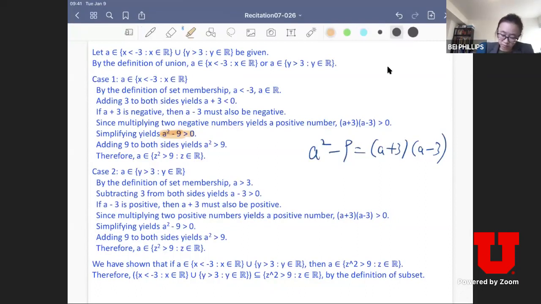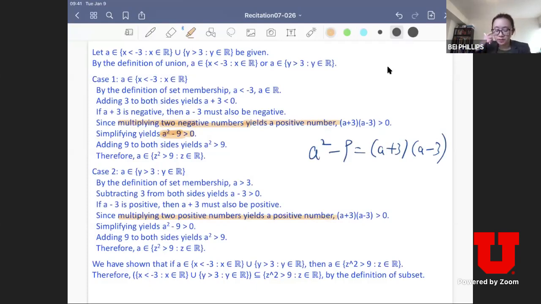The second trick we used is that multiplying two negative numbers gives a positive number, and multiplying two positive numbers gives another positive number. Those are the two important parts of this proof. Okay, any questions?